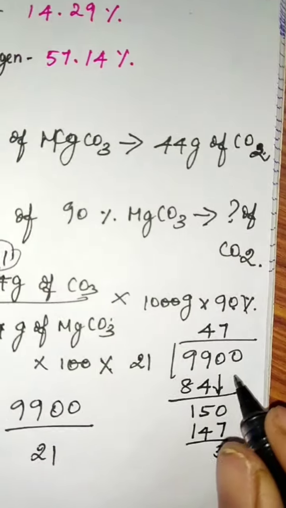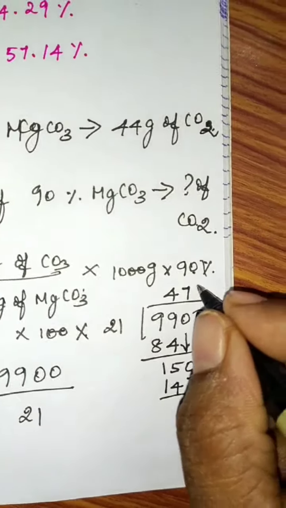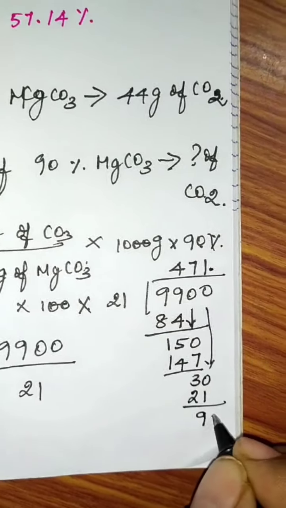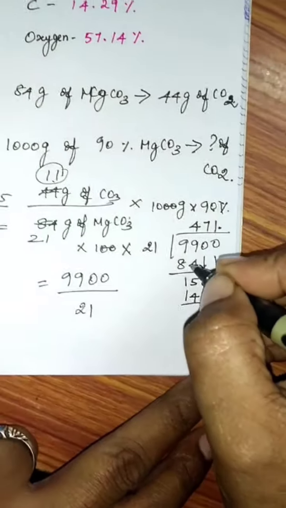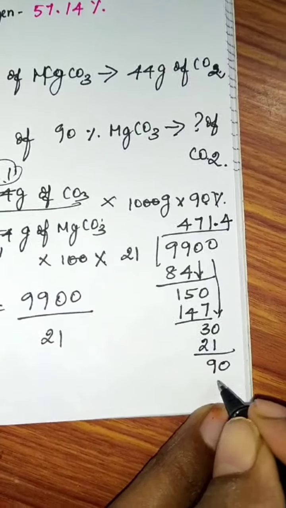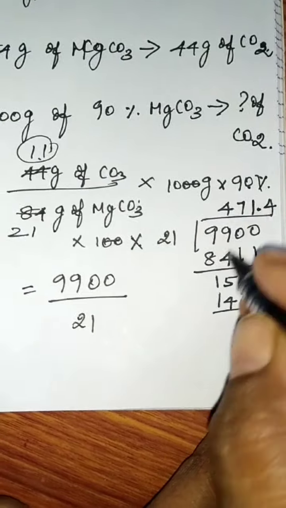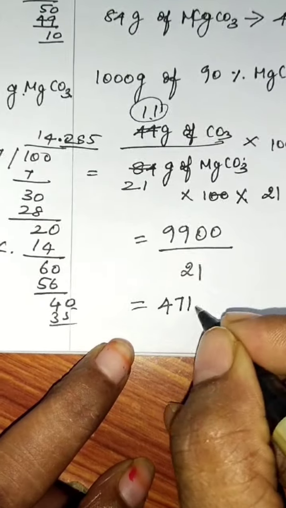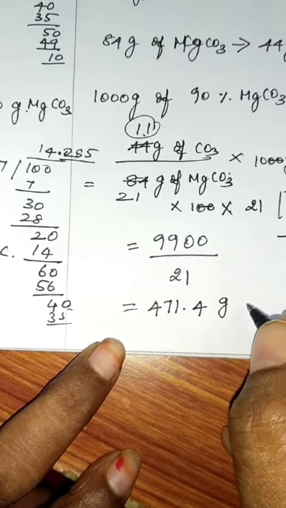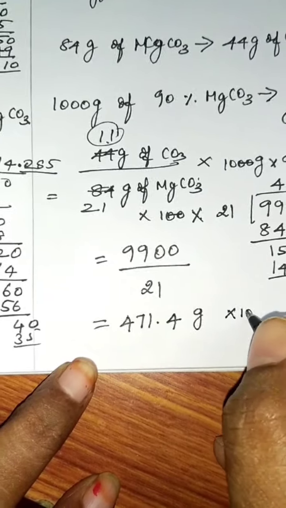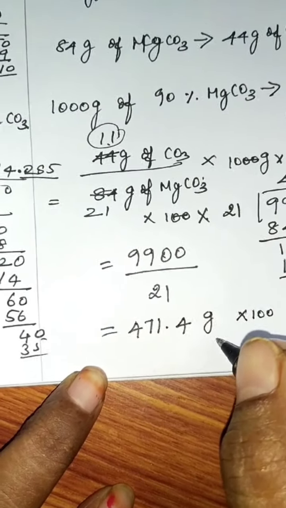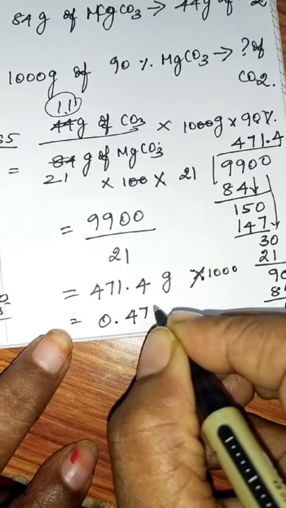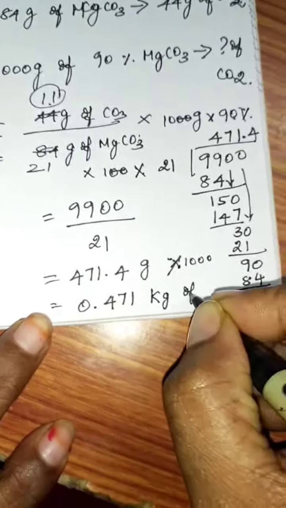You have to take another 0. Now you take only 1 time 21, here 9 times. Keep a point, add a 0 here. You have to take 4 times: 4 times 1 is 4, 4 times 2 is 8, 6. It goes on. You take it as 471.4 gram. It will be converted into kilogram by dividing by 1000, since kilogram is the larger unit. So you get 0.471 kg of carbon dioxide produced.